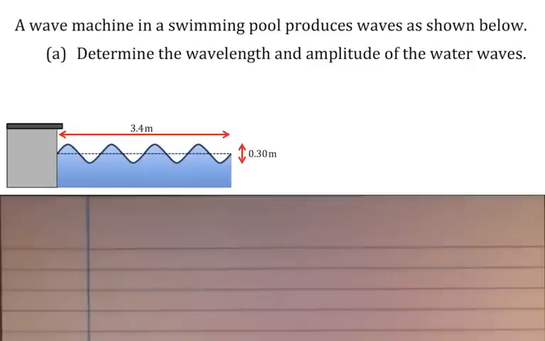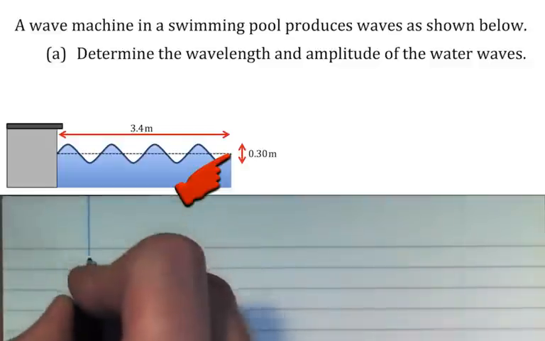Now if we're counting these waves, you should see that from this point to the next corresponding point in the wave would be along to here. So that means we've got one wave, two waves, three, then four. So it must be that 4 wavelengths is equal to 3.4 meters.